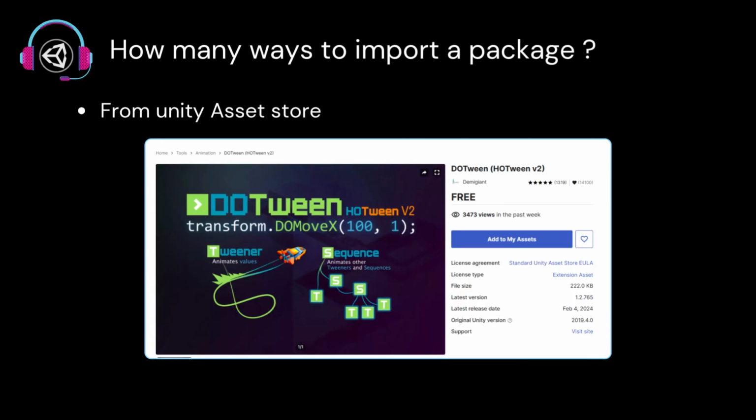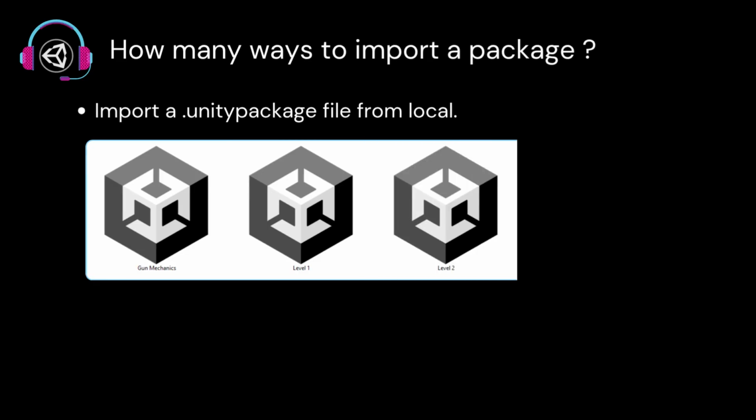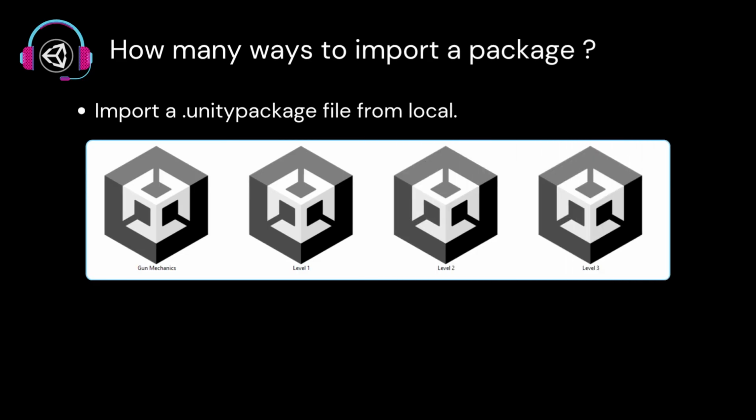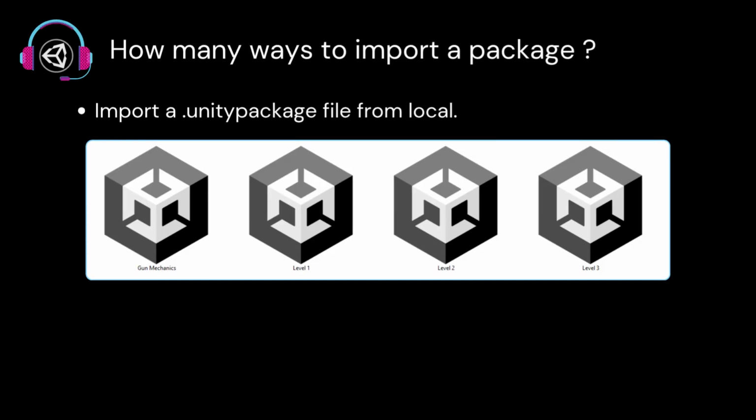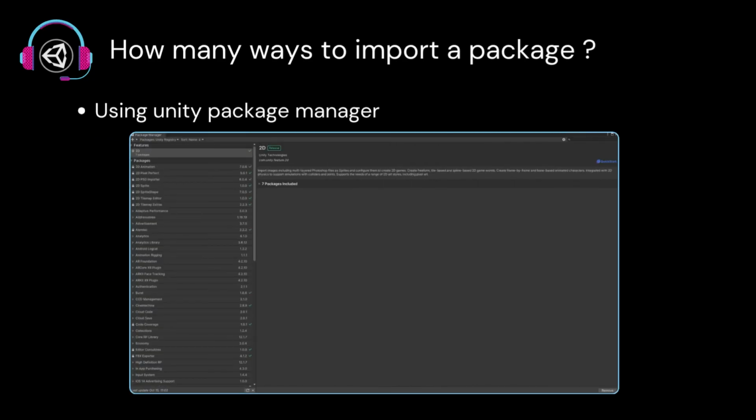The second way is to import a Unity package file from local. If you have a local .unitypackage from another project or third party, go to Assets, Import Package, Custom Package, select the file and import it. The next way to import a package is by using the Unity Package Manager. This way is useful when you are importing a Unity official package like Cinemachine, TextMesh Pro, or a custom Unity package via Git or local folder.